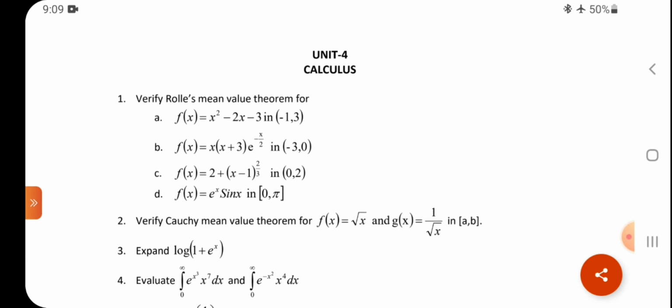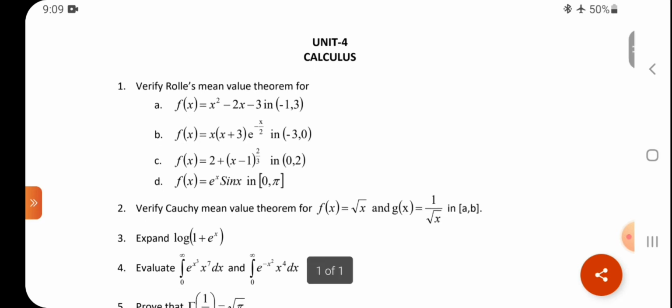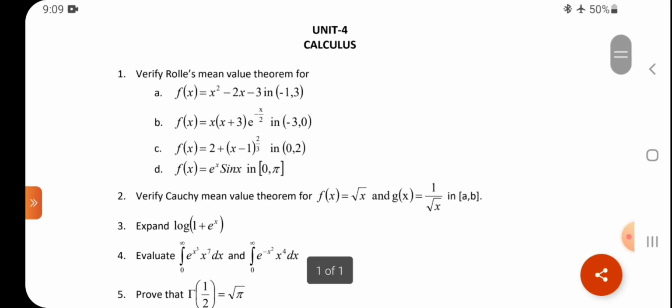After that, gamma function and beta function, special types of integrals. Then you enter into surface area and volume of solids. When you look at the important points, the first one: verify Rolle's mean value theorem for a function in an interval.